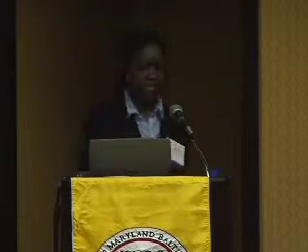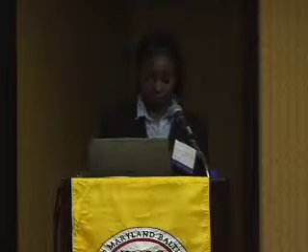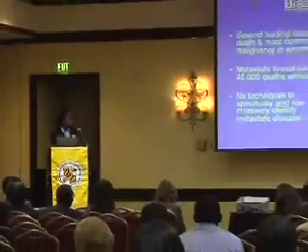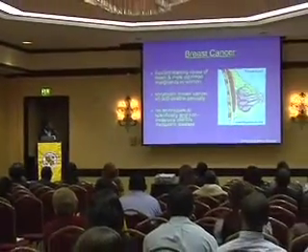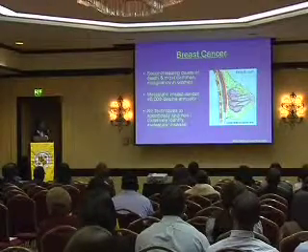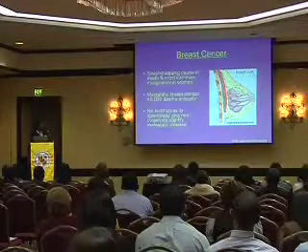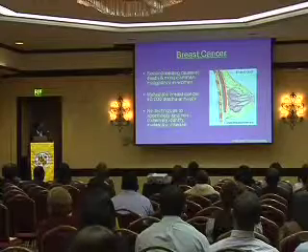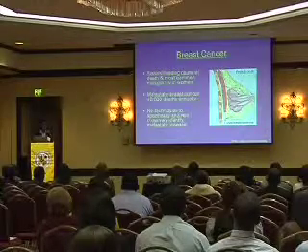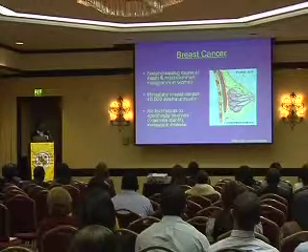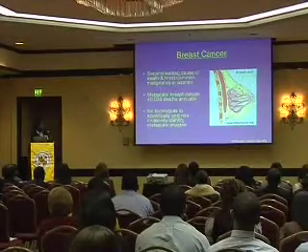So breast cancer is the second leading cause of death and most common malignancy in women. This diagram shows the anatomy of the normal human breast, and this here is the fatty tissue surrounding the breast. This is a duct of the breast, and this here is the lobule or milk-producing cells of the breast. The most common form of breast cancer is actually ductal carcinoma, which occurs in the milk ducts of the breast, which is shown here.